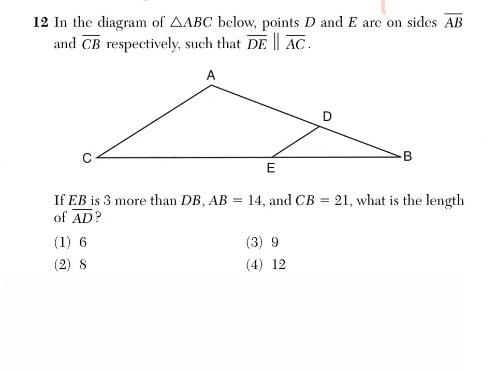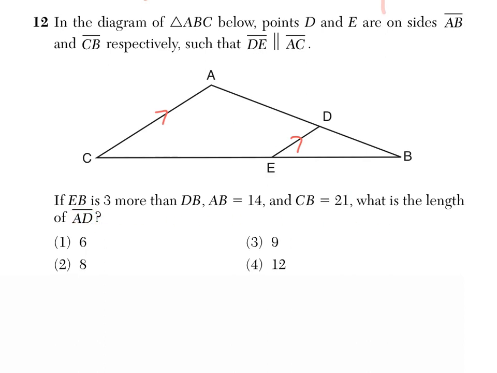Let's take a look at question number 12. It says, in the diagram of triangle ABC, points D and E are on sides AB and CB respectively, such that DE is parallel to AC. All right, that's probably going to become pretty important. We'll talk about that in a moment. I also noticed that it says EB is 3 more than DB. So if this length right here is 3 more than this length, we're going to have to mark that up in a moment. It says that AB is equal to 14 and CB is equal to 21. What is the length of segment AD?